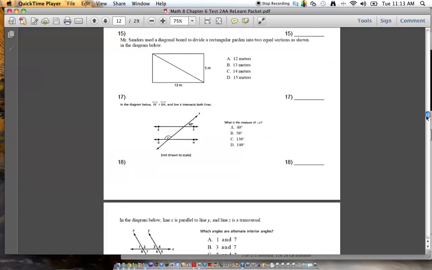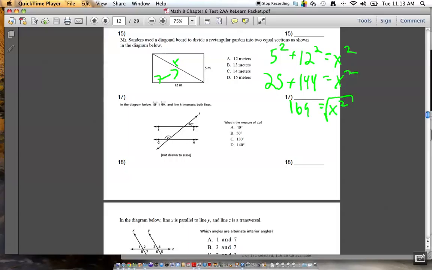So these are some basic geometry kind of questions. Next one. What's the length of the diagonal here? So I use the Pythagorean theorem. This is the right angle, so x is the hypotenuse. Leg squared plus leg squared is hypotenuse squared. 5 squared is 25, 12 squared is 144, equal to x squared. Add them up, I get 169 is x squared. Square root both sides, which would be difficult, but you have a calculator to do it for you, and 13 is the correct answer.